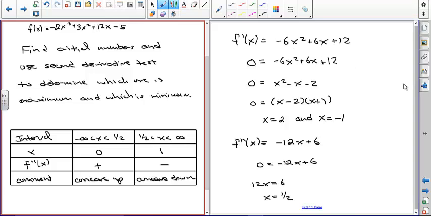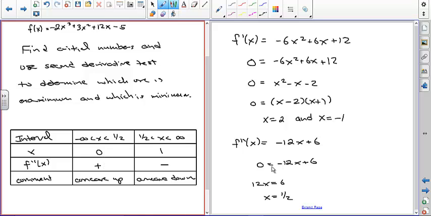So here you go. We take the derivative, we get negative 6x squared plus 6x plus 12. Divide everything by negative 6. You can factor that. So you get the critical numbers are x equals 2 and x equals negative 1. Then you take the second derivative, set that equal to 0. You find out the possible point of inflection is 1/2. So we create the two intervals between negative infinity and a half and a half and positive infinity. Pick numbers in the two intervals, 0 and 1.